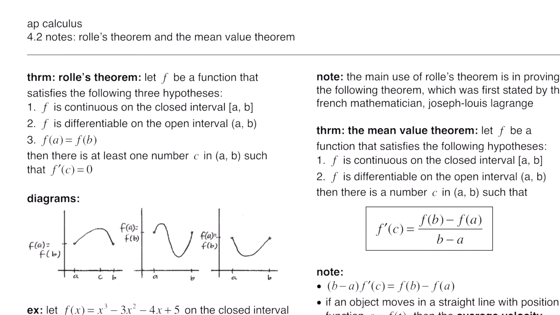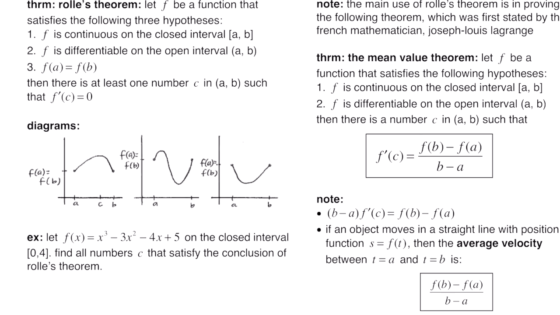If all three of these are satisfied, then Rolle's theorem states that there is at least one number c in the open interval from a to b, such that f prime of c is equal to 0. So we have three diagrams here where f is continuous on the closed interval from a to b. F is also differentiable on the open interval from a to b. And then you can see that f of a is equal to f of b for all three diagrams. So Rolle's theorem says that since all three of those hypotheses hold true, there is at least one number c in a to b such that f prime of c is equal to 0.